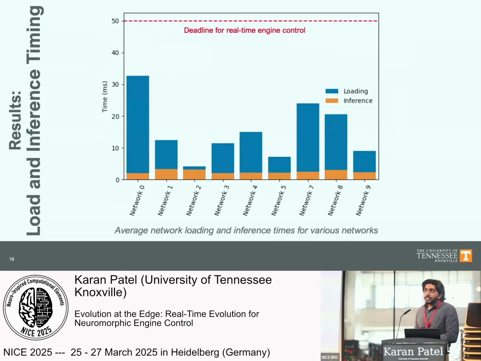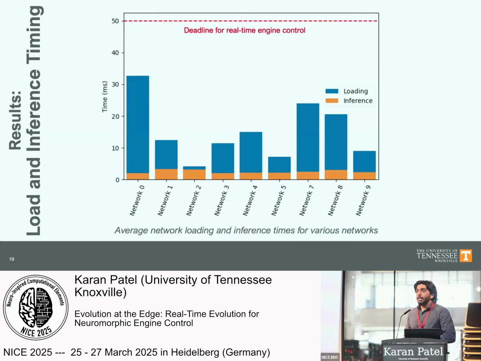And a big emphasis on the hardware side is being able to quickly load and process networks. So here we have the average inference and loading times of 10 different networks. The inference time begins when we receive the input engine state from the ECU and ends when we decode the output states, or the output spikes. This typically takes around 2 to 4 milliseconds and depends on network parameters as well as network activity.